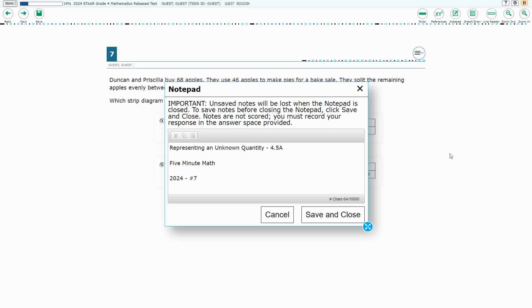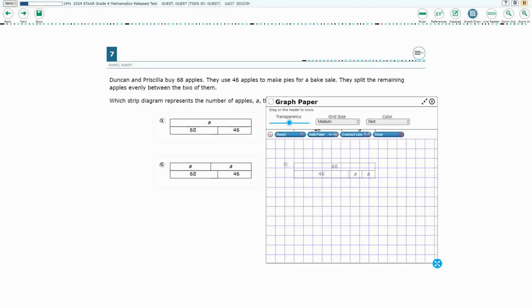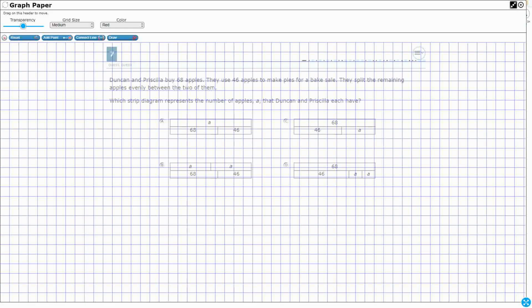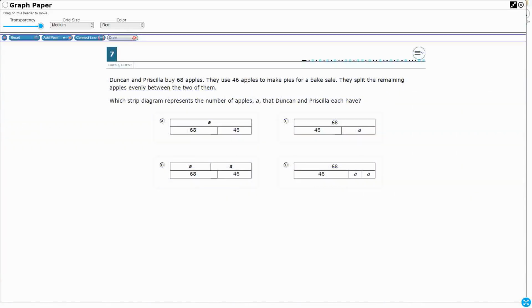Today we are looking at the fourth grade concept of representing an unknown quantity. This is standard 4.5a in the great state of Texas, and we are using item number 7 of the 2024 released STAAR test. If you haven't done so already, please go ahead and take a moment to pause the video, work this problem out on your own, unpause it, and we will look at our answers together.